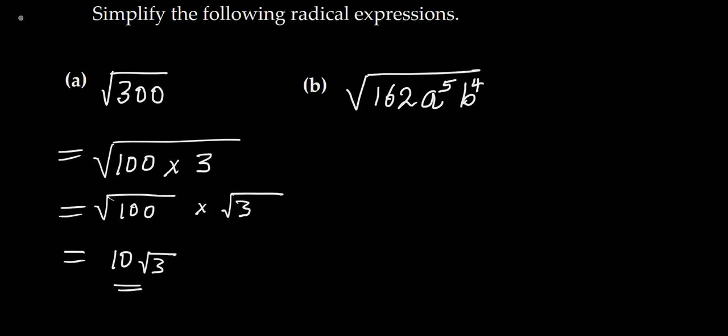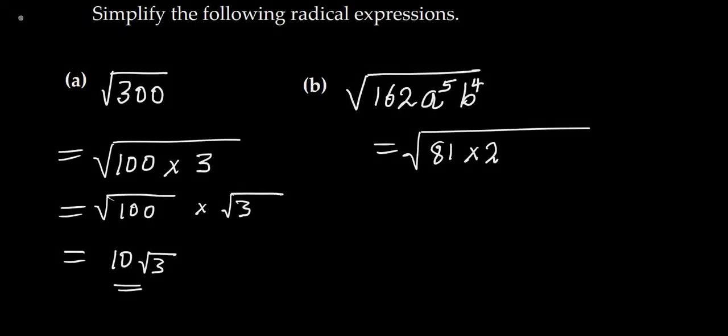All right, let's look at question B. Let's also factor a perfect square from this first value, 162. So if we do that, this will become 81 times 2. And also, to factor a perfect square from a to the 5th power, we have to make the exponent an even exponent. So a to the 4th power times a, and multiply by b to the 4th power. B to the 4th power is a perfect square.